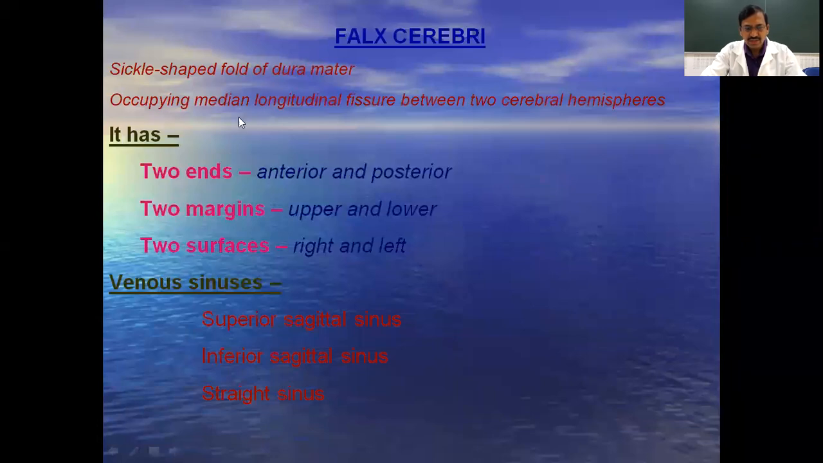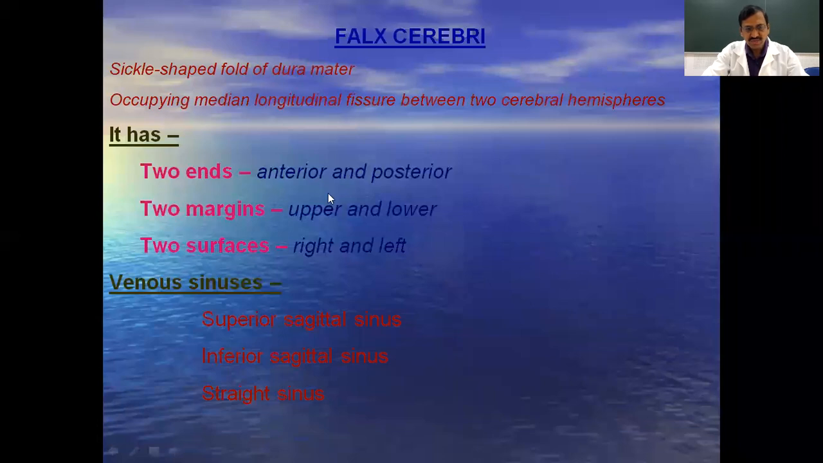And here, what is the most important function of this falx cerebri? It prevents the displacement of the two lobes on different postures of the head, and it prevents the compression of one lobe on the other lobe. That is the most important function of the falx cerebri.